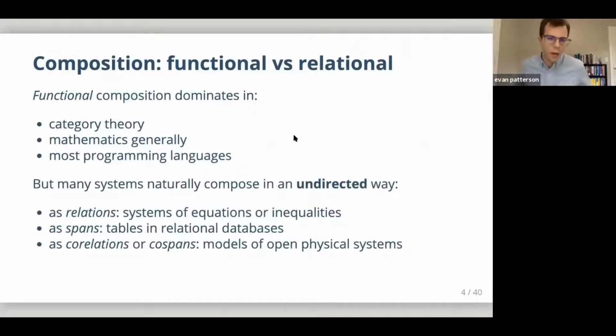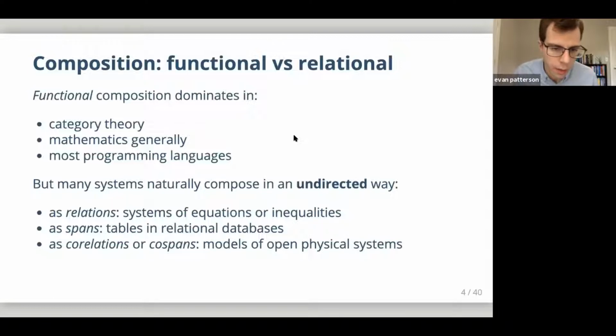Okay, so to frame this, I'd like to start by contrasting some different notions of composition. Applied category theory is often said to be all about compositionality, so why not start here? A functional form of composition based on connecting things with inputs and outputs dominates not only in mathematics itself, but also in a large part of computing, particularly in that most programming languages are based on a model of composing functions. But lots of systems that occur naturally, both in the physical world and in computation, compose in a more undirected way.